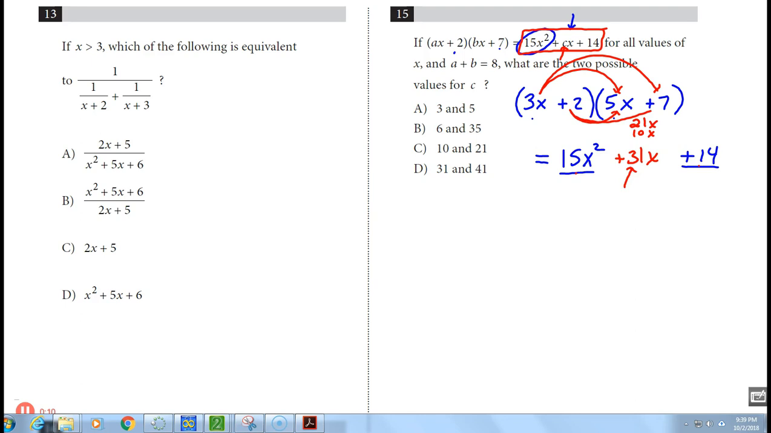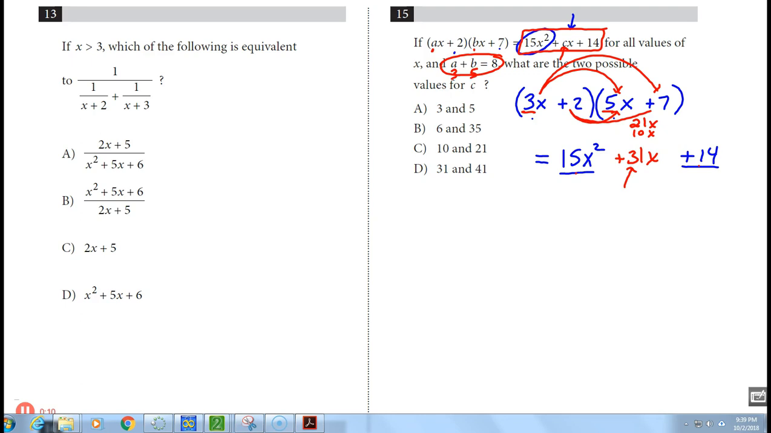All right? And they told me this a plus b had to be 8. So the number in front of x and the number in front of x had to come out to be 8, and mine do that. I have 3 plus 5, so my 3 and my 5 come out to be 8.